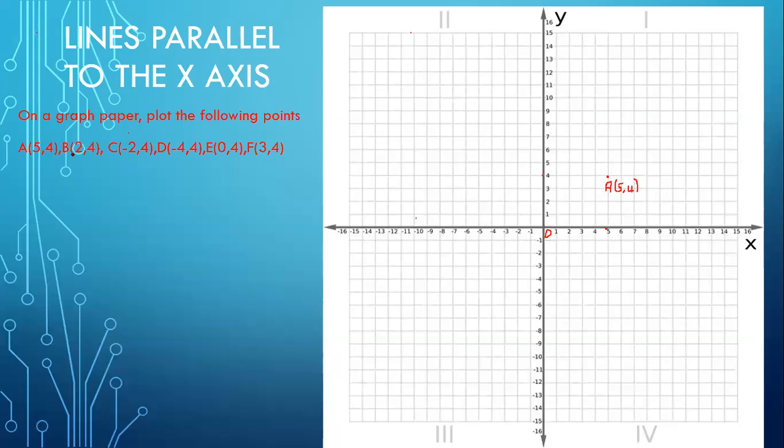Now let us move to the second point, point B. And what are the coordinates given to us? It is 2, 4. So on the x-axis, where is 2? 2 is here. And on the y-axis, we can see 4 here. So if we draw the line parallel to the x-axis and parallel to the y-axis, both the lines will meet over here. So the point will be here. So I am directly writing here point B, and you can write the coordinates also down, 2, 4.